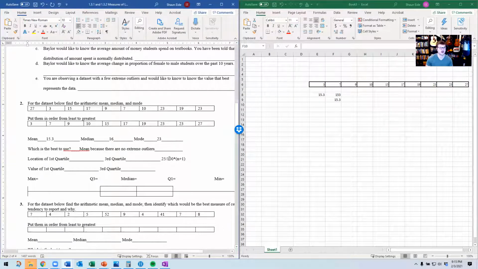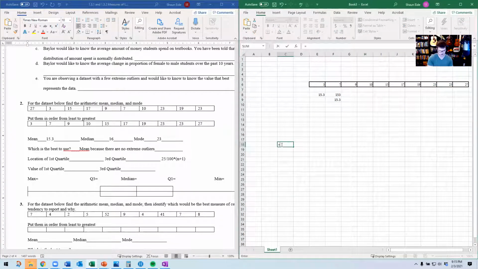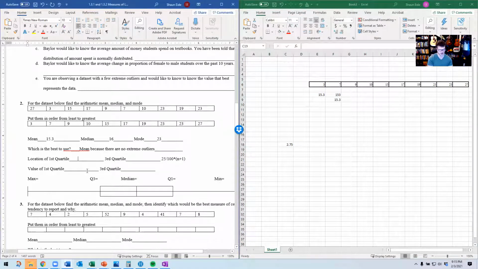So that right there is going to be 10 plus 1. So you have 25 over 100, or 1 over 4, multiplied by 10 plus 1. So you've got equals 0.25 multiplied by 11. Okay, so 10 plus 1, which is going to be 2.75. And so the location of the first quartile is going to be 2.75. Okay.